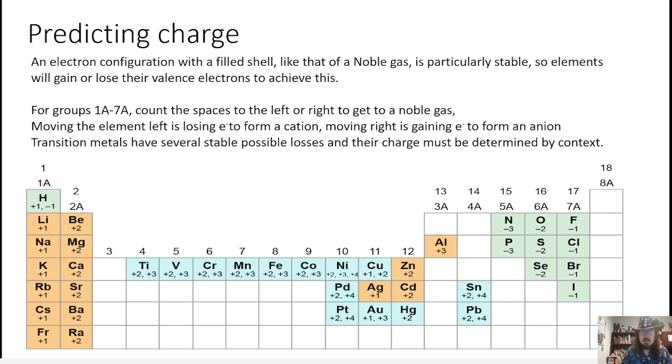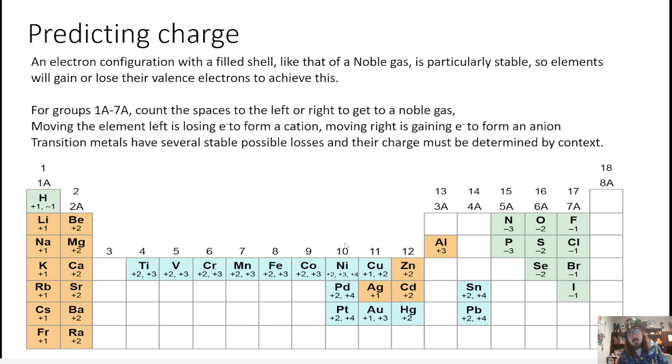Now, transition metals are a little bit trickier because of the mixture of the 4s and 5s orbitals and the 3d or 4d orbitals. We can lose electrons from the s, but we can also lose electrons from the d. Because of that, we often have more than one possible charge. And because of this, we are going to need to think about the context to figure out what the charge is.